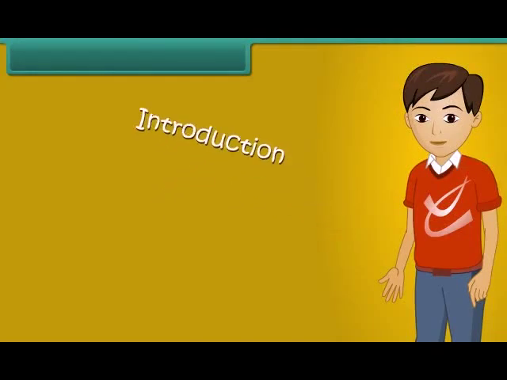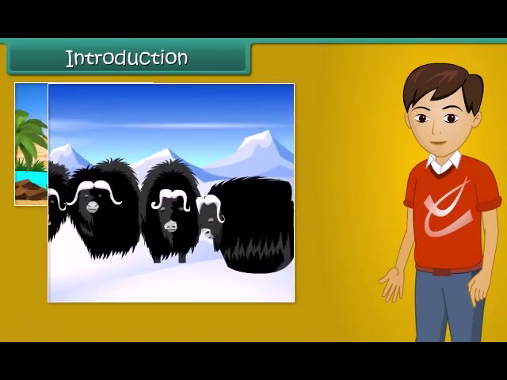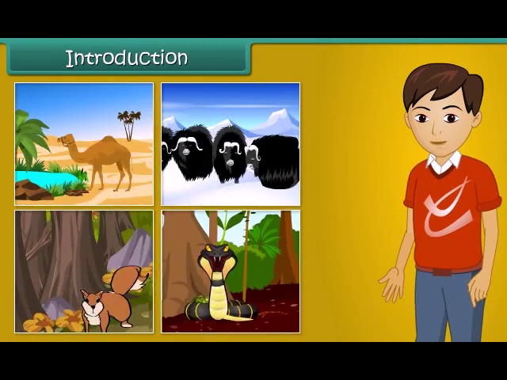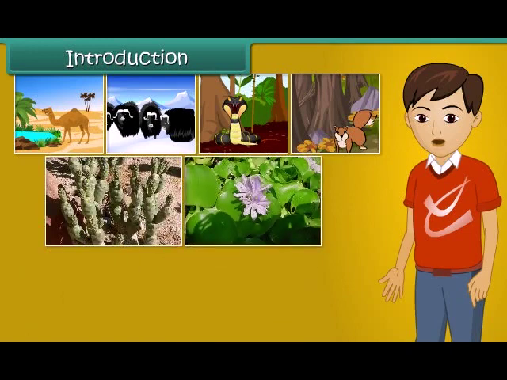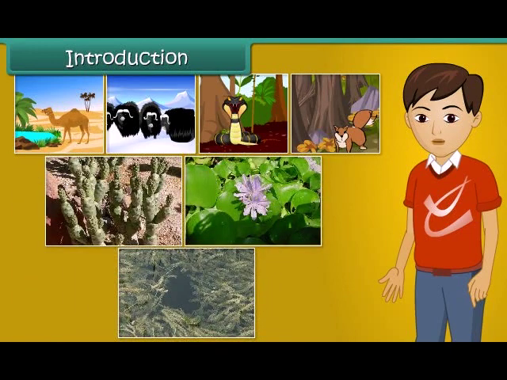Hello students, look at the images given here. Camel, yak, squirrel, snakes are all terrestrial animals, but their physical appearance and behavior are very different from each other. Similarly, plants like cactus, water hyacinth, and hydrilla are also different in their physical appearance and behavior.